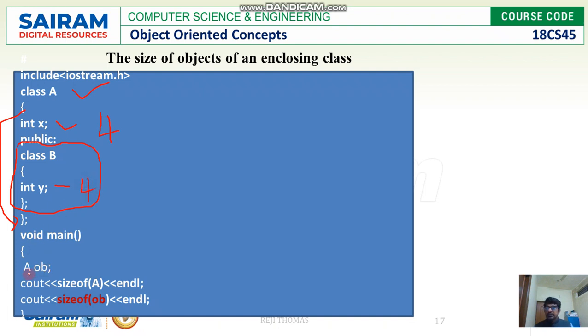Now look at the main function where I create an object of class A. When I create an object of class A, even though class A is an enclosing class that has got a class called B, which is a nested class, what happens? The size of class A is going to remain 4 bytes. That means the nested class size will not come into the picture when I find the size of the enclosing class. So when I print the size of A, I'll be getting only 4 bytes.